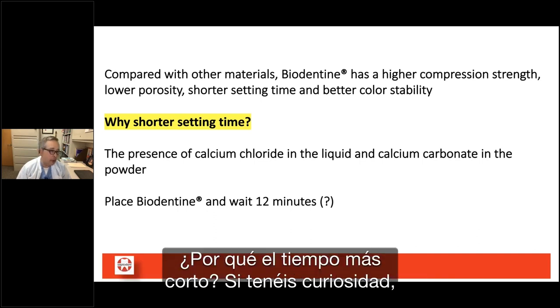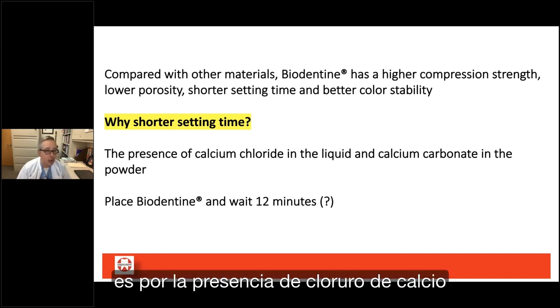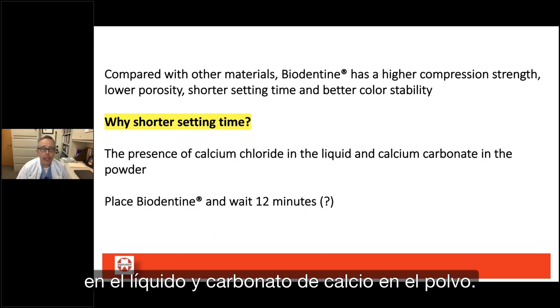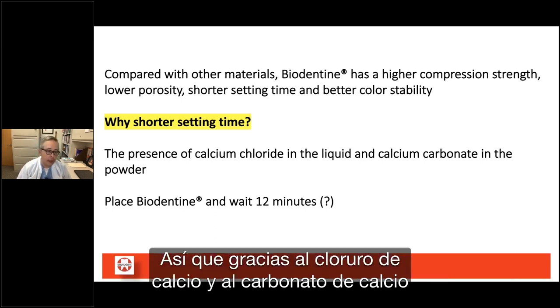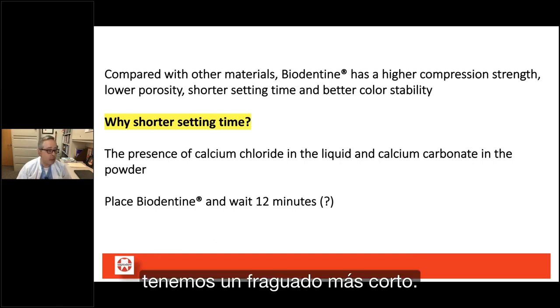Why the shorter time, if you want to know, is because of the presence of calcium chloride in the liquid and calcium carbonate in the powder. So thank you to calcium chloride and calcium carbonate for why we have a shorter time.